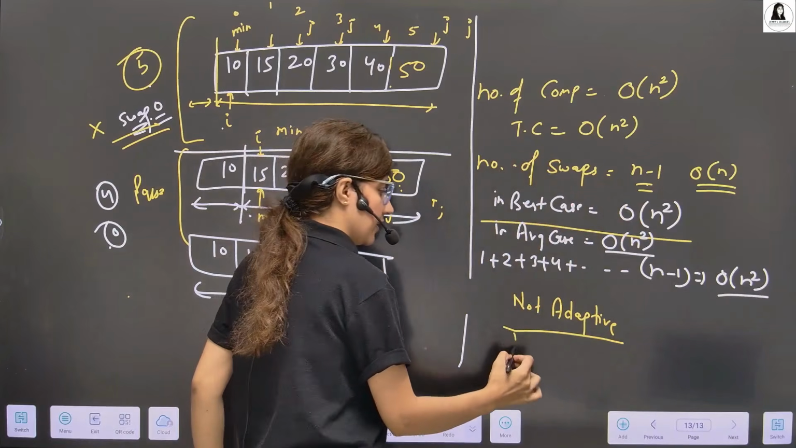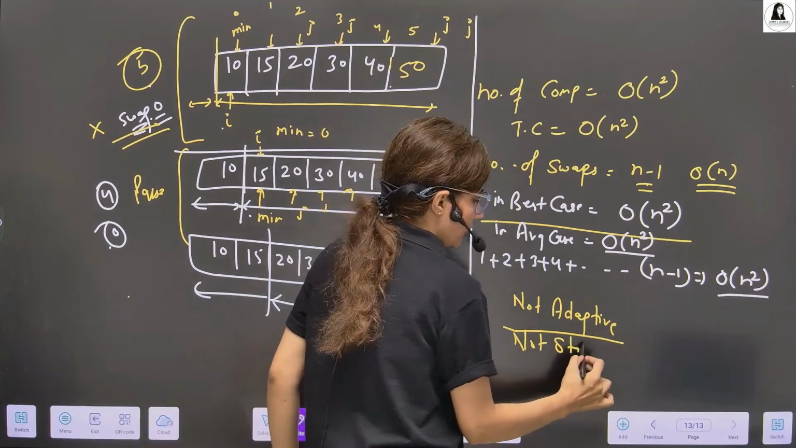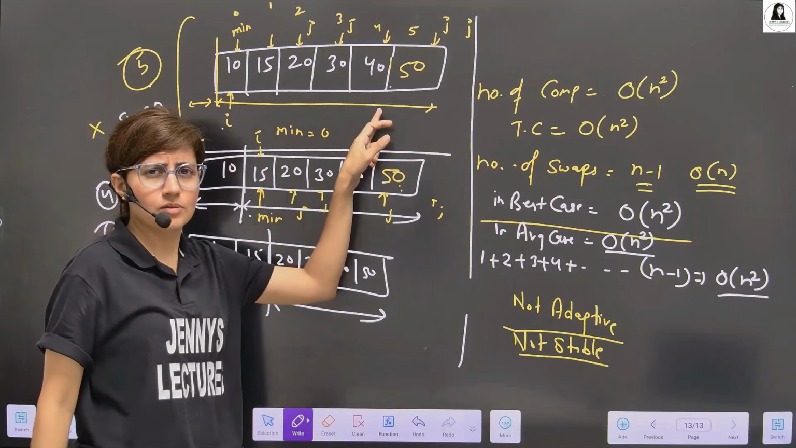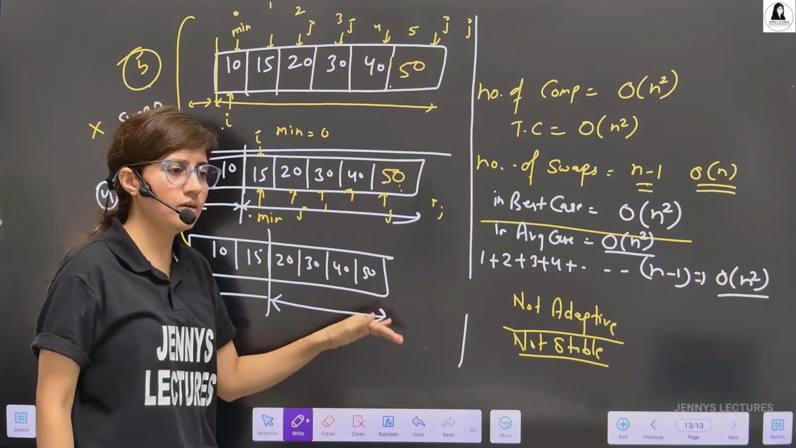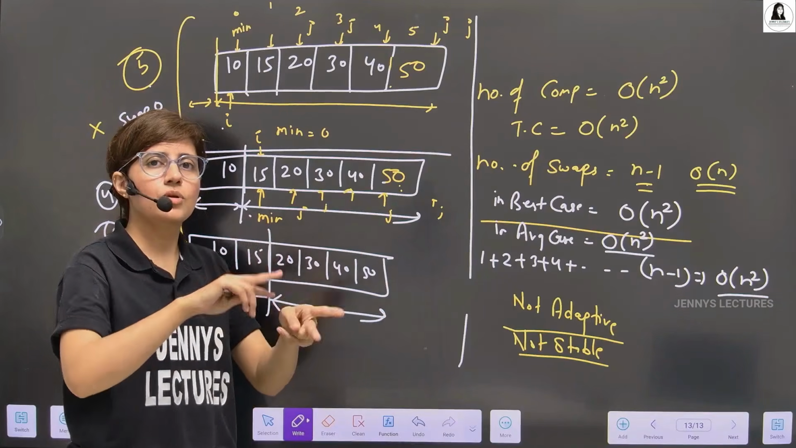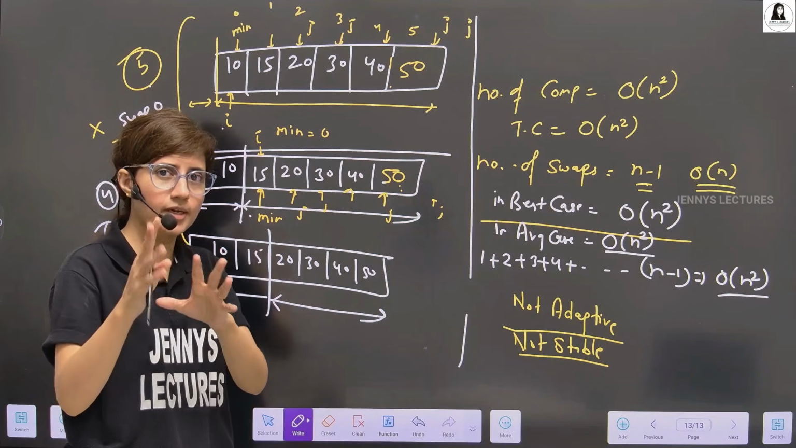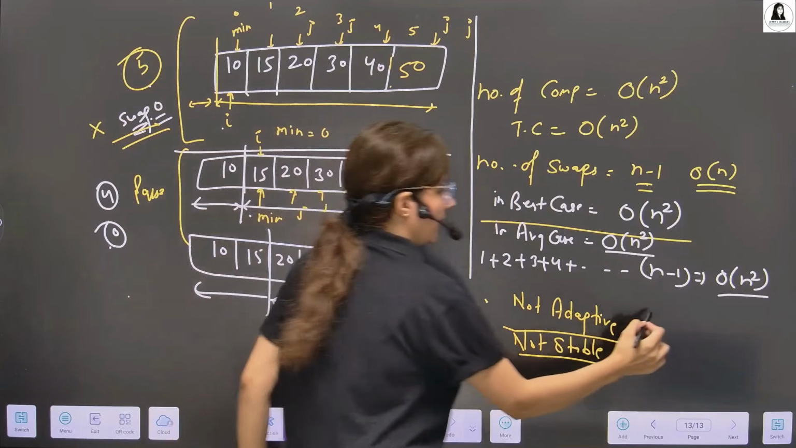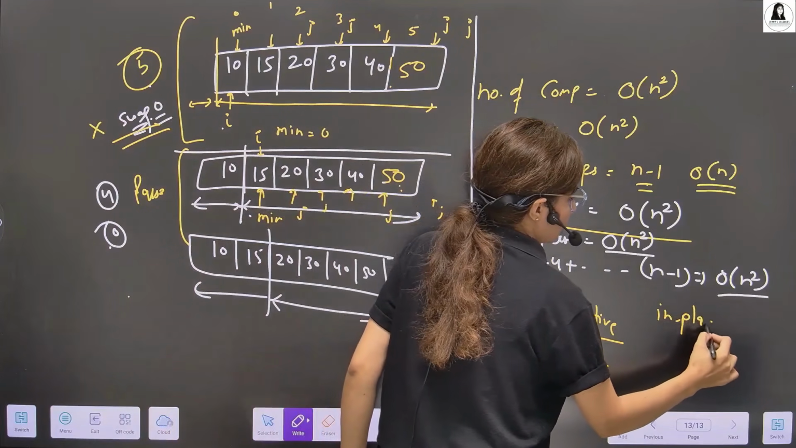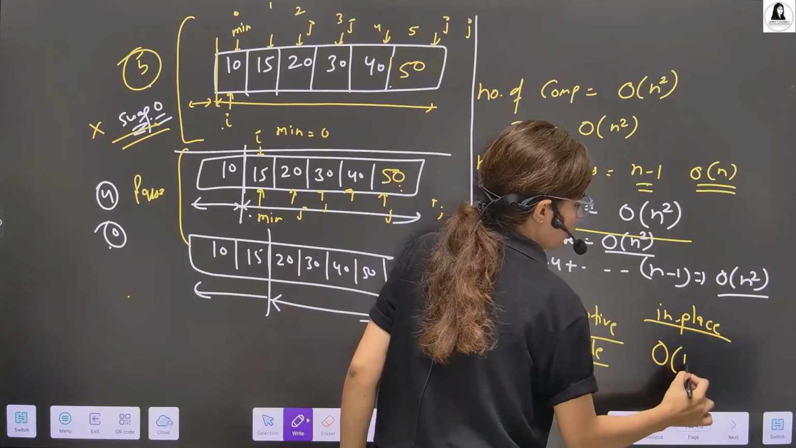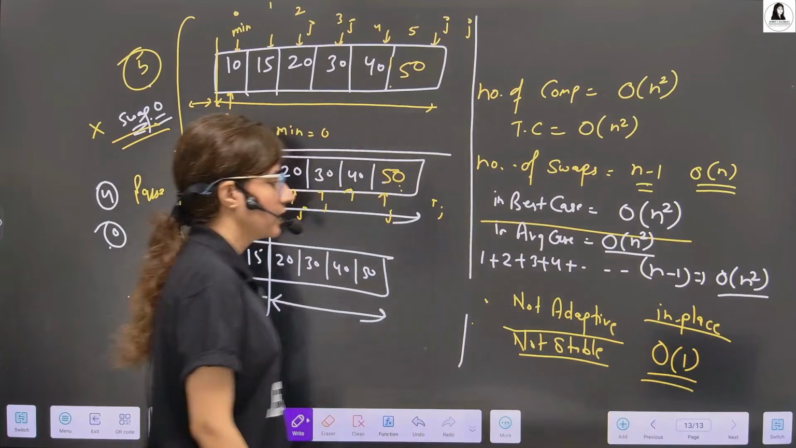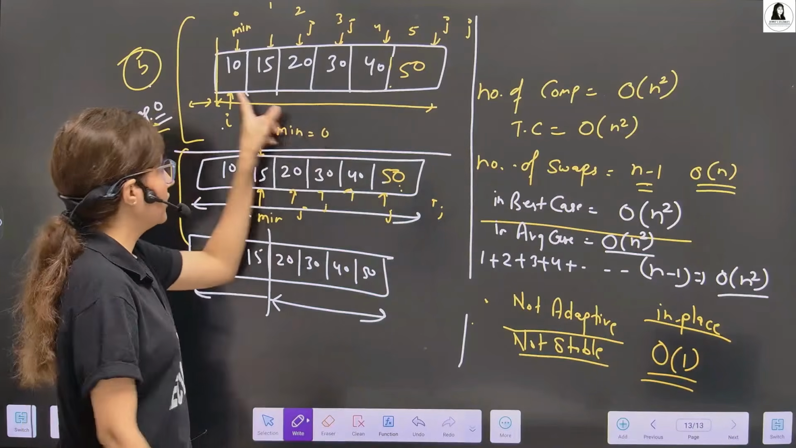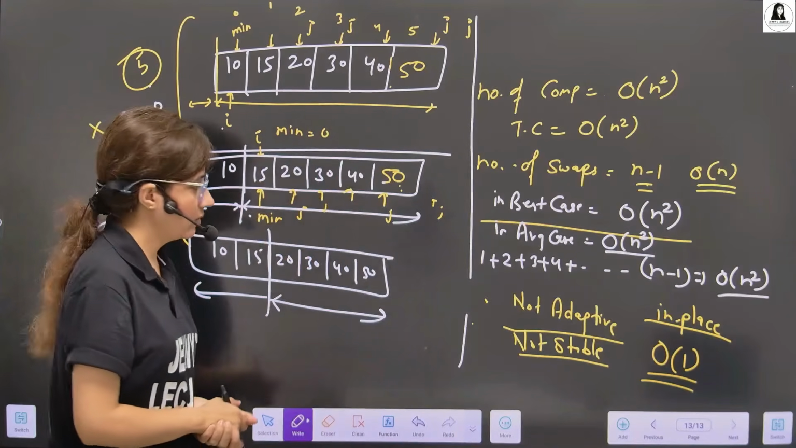It's not stable as well. You can just check this. You can take two or three same elements, and after sorting you can check that the relative ordering will be changed. You can take this example yourself and check. So it's not stable. Yes, it's in place. No extra memory is needed. Space complexity for selection sort is order of 1. No extra space is needed; within the same array, we do swapping.